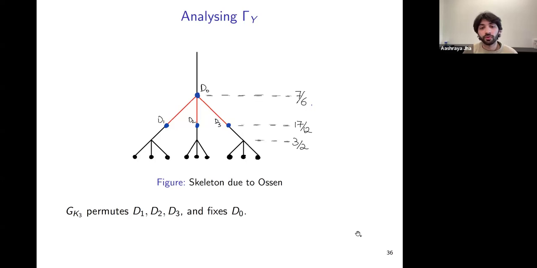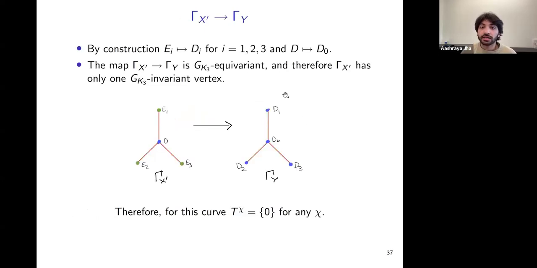Okay, so what does this buy us? The way we are computing this gamma x prime is that we are taking the normalization in a function field. And what happens is D1 is a rational component. All these 4 things are rational components. When I normalize, D0 remains a rational component, but D1, D2, and D3 become elliptic curves, E1, E2, and E3. And this map here is Galois equivariant.